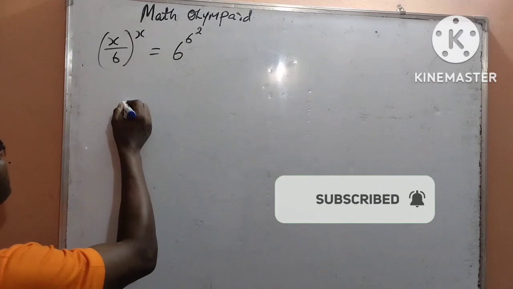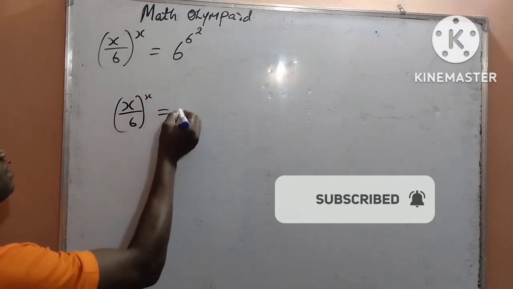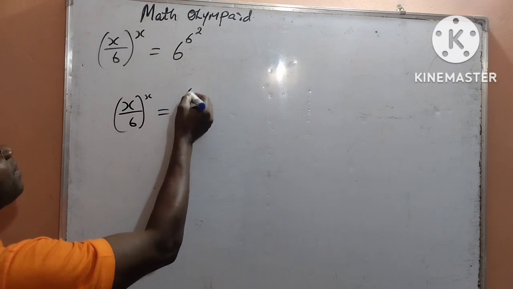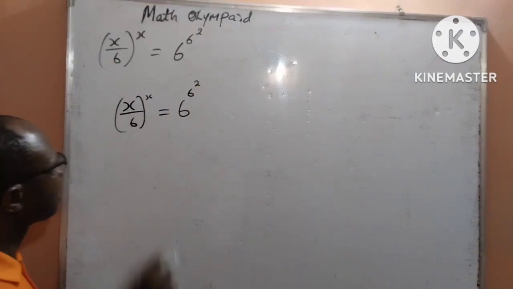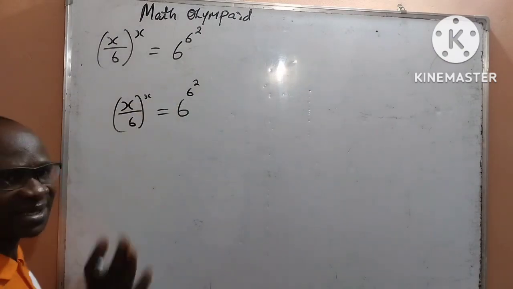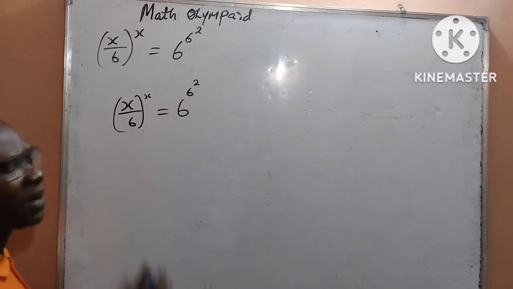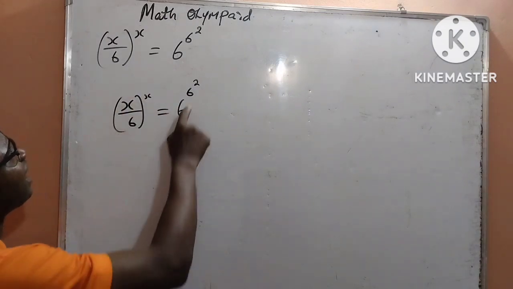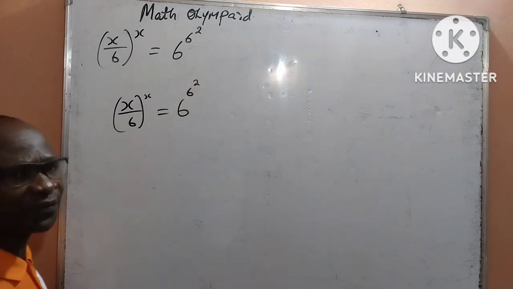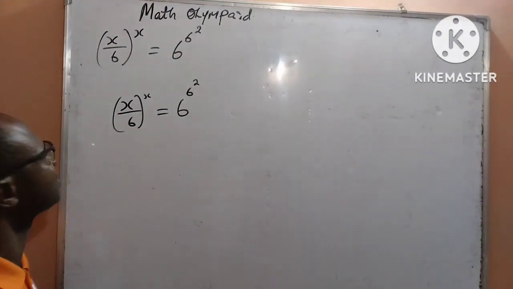Very good. I have (x/6)^x equal to 6 to the power of 6 to the power of 2. A quick one. I will multiply both powers by 1 over 6. You can see with me, the power by the left is x and the power by the right is 6 to the power of 2. I will multiply both powers by 1 over 6.